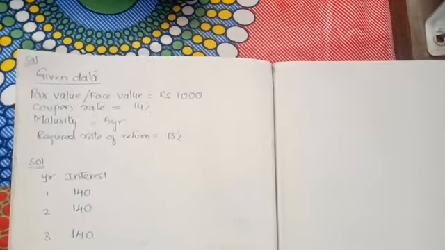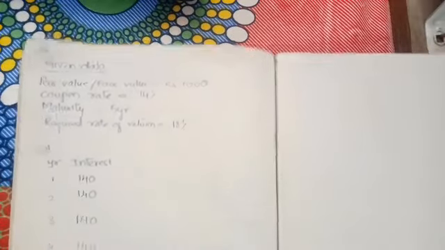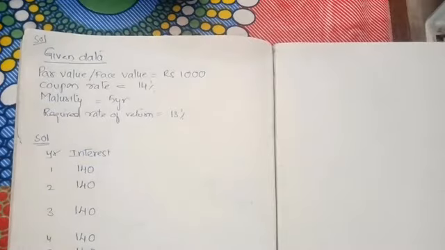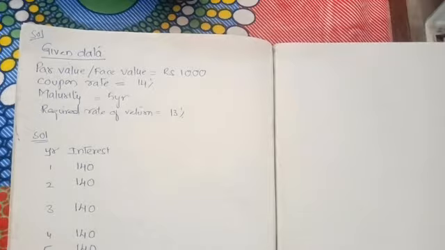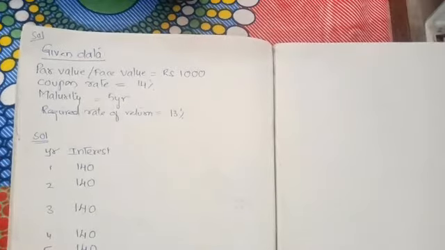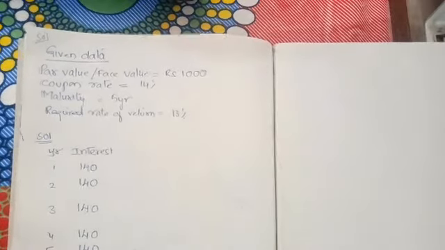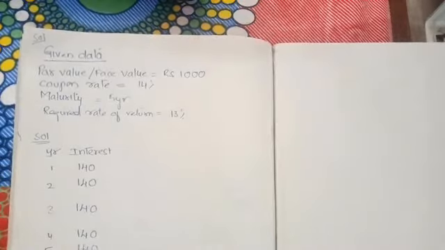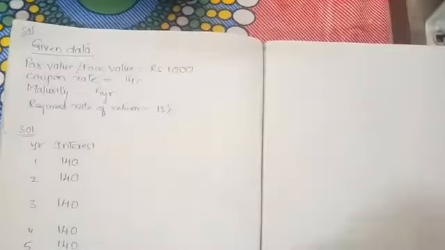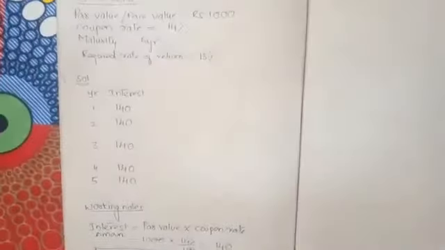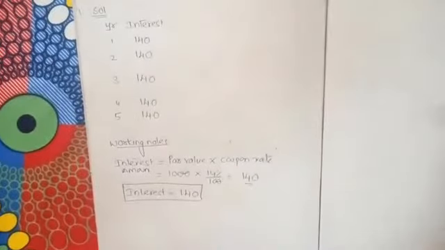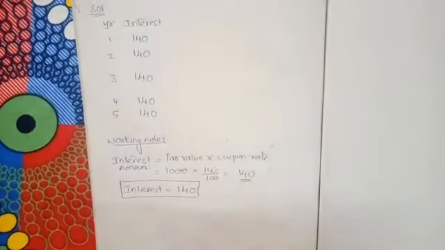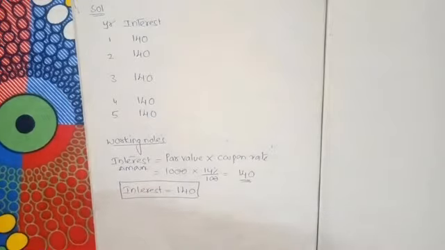Now, how to calculate the value of the bond? For that, first we need to find out the interest amount. Interest can be calculated as par value into coupon rate. What is the par value? 1,000. Coupon rate is 14, so 14 into 100. This is the interest amount that we are going to get every year.